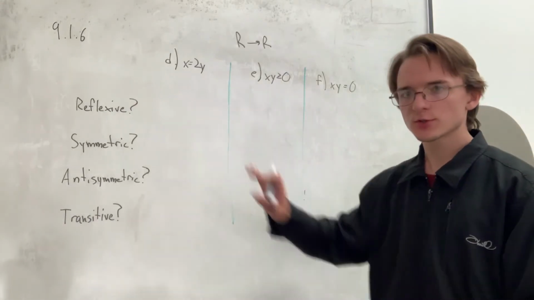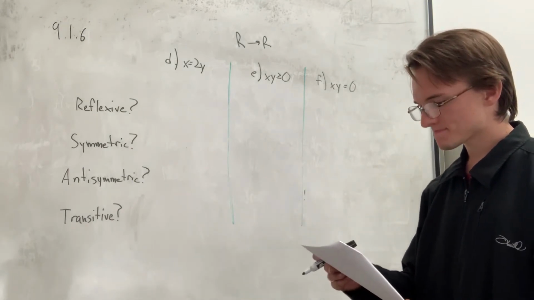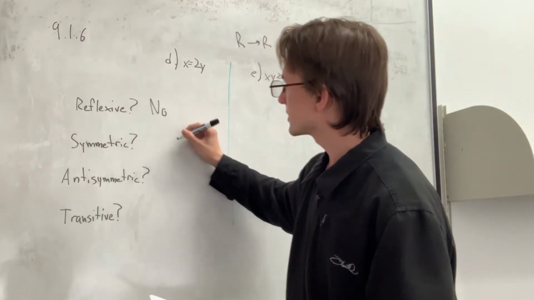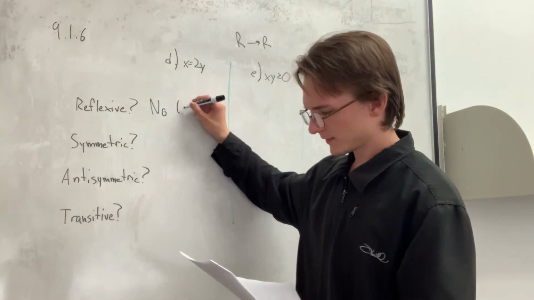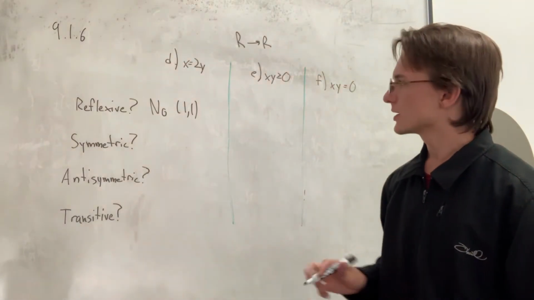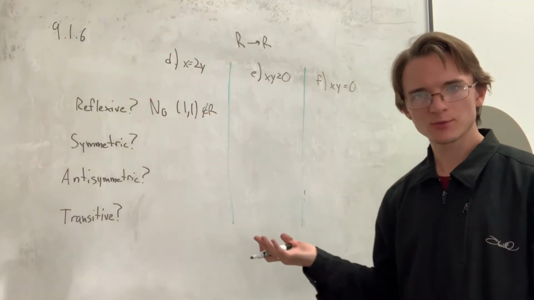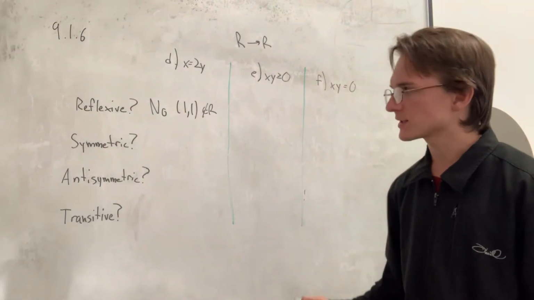So for this next one, D, x is equal to 2y, this is actually not reflexive. For example, if we plug in 1 comma 1, this is not in the relationship because 1 equal to 2 times 1 is obviously not true. So no, it is not reflexive.